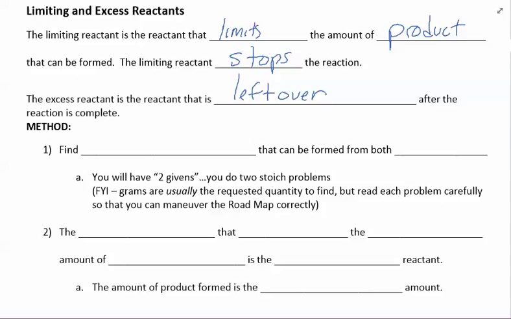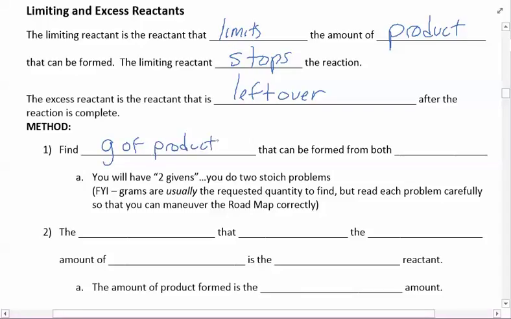depending upon how logical your thinking is. So the first thing we're going to do is find the grams of product that can be formed from both reactants. While these problems aren't any longer than the problems we've been working with, we are kind of doubling our work because we're having 2. So in these problems, you'll have 2 givens, and you'll have to do 2 stoichiometry problems. Usually grams are what are requested, however it depends on the problem.